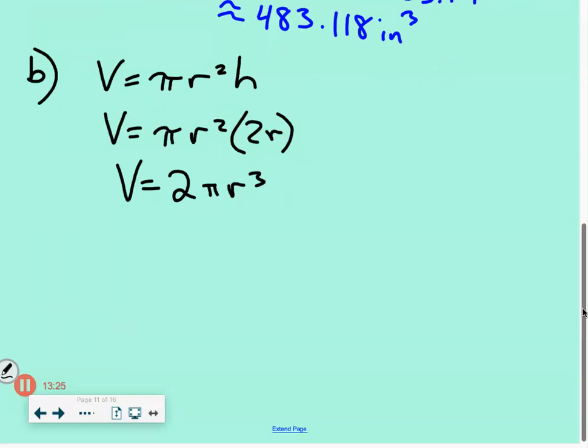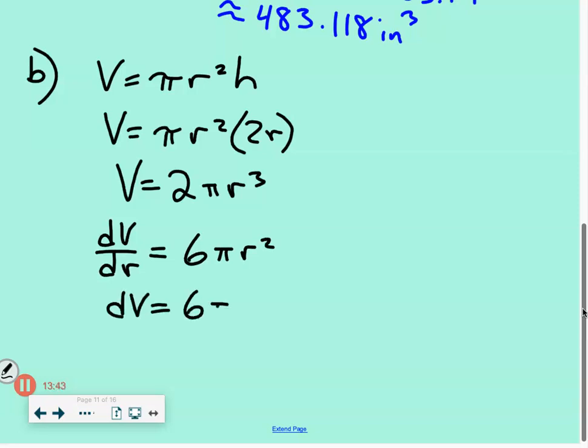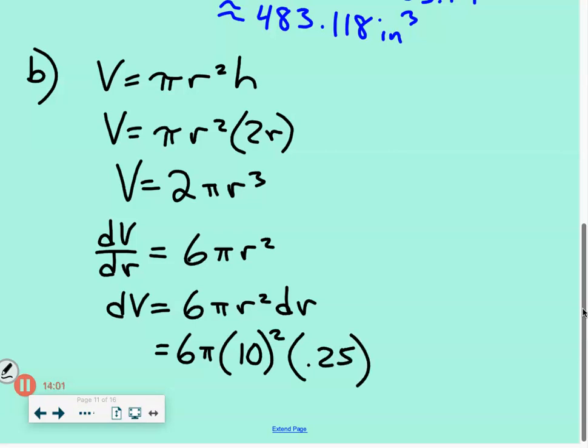So then your dV, dV dr equals 6 pi r squared. So our dV is 6 pi r squared dr, right? All right, so 6 pi times our radius, which was 10 squared, times the change in the radius, which was 0.25.